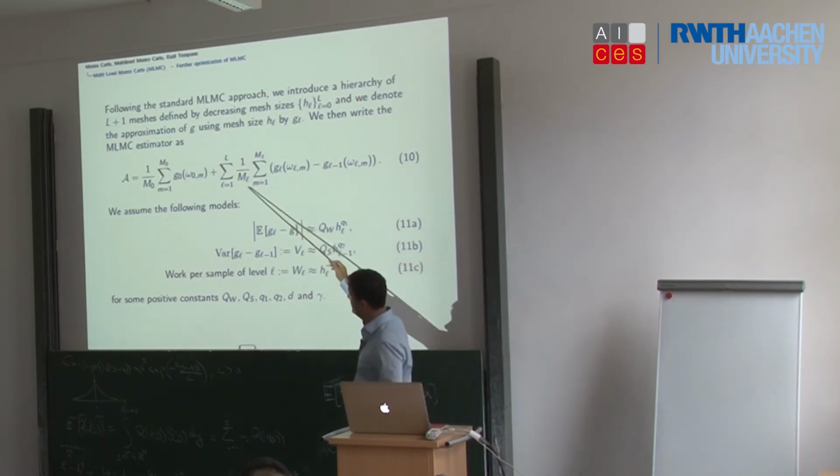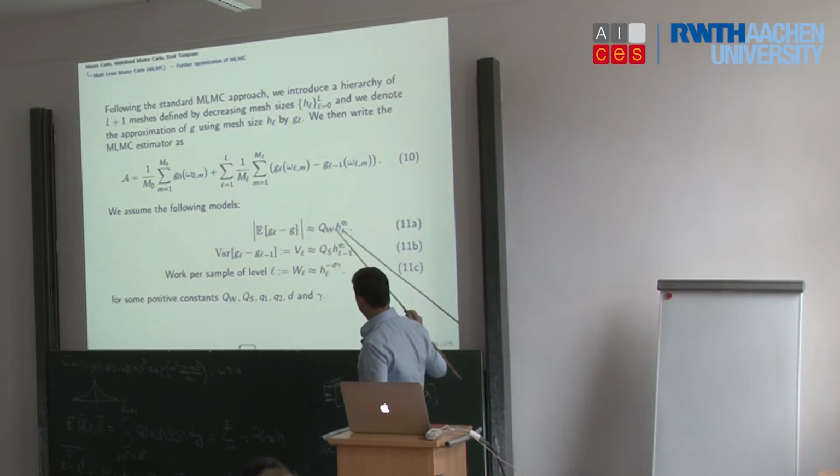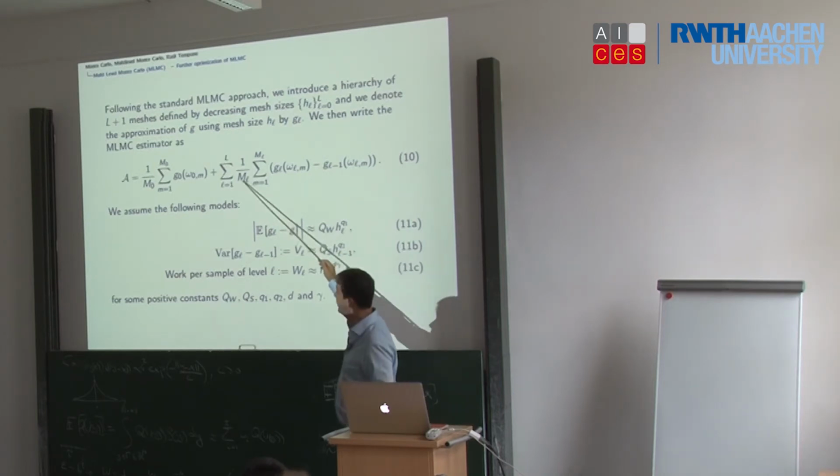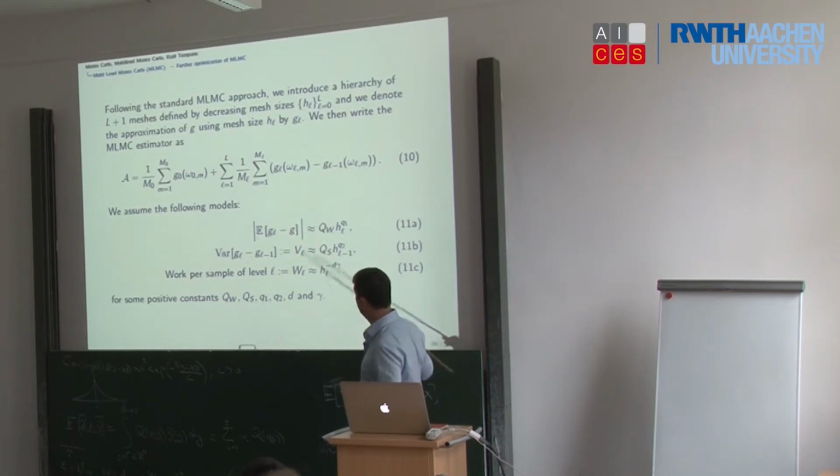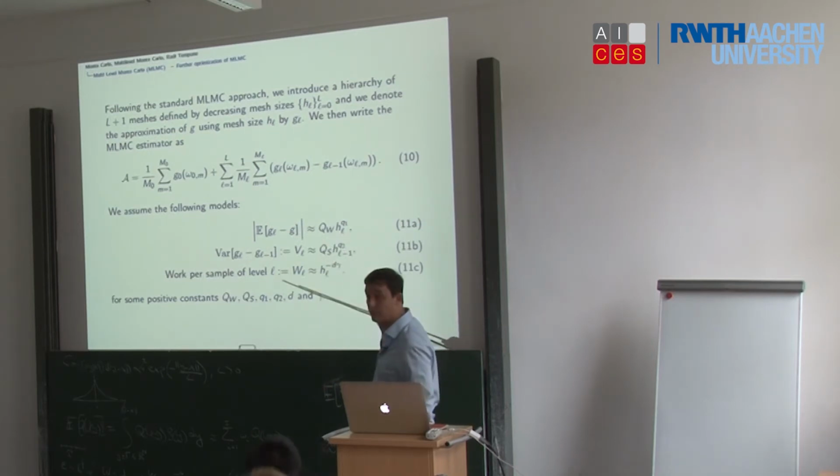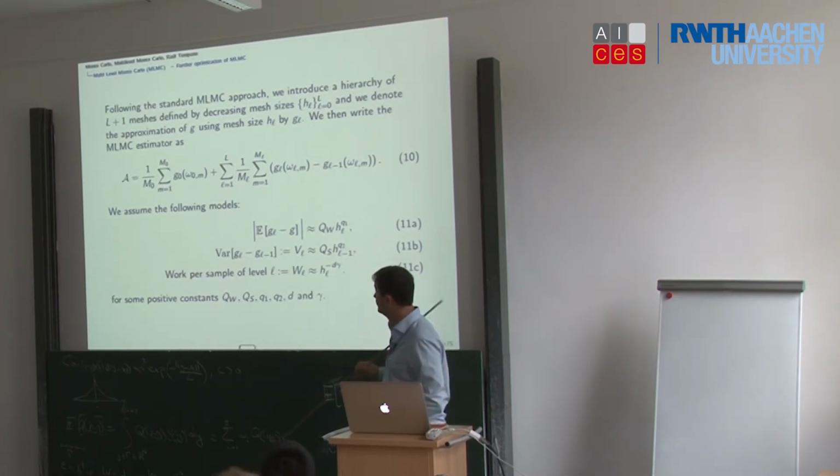We are trying to optimize the M_L's here and the h's. Before, the h's were fixed and we were just trying to optimize the M's. Now we are trying to optimize the h's as well. Okay? And now we track all these constants that before we didn't track. Now we're going to track the Q_W, the Q_S, not just the exponents here.